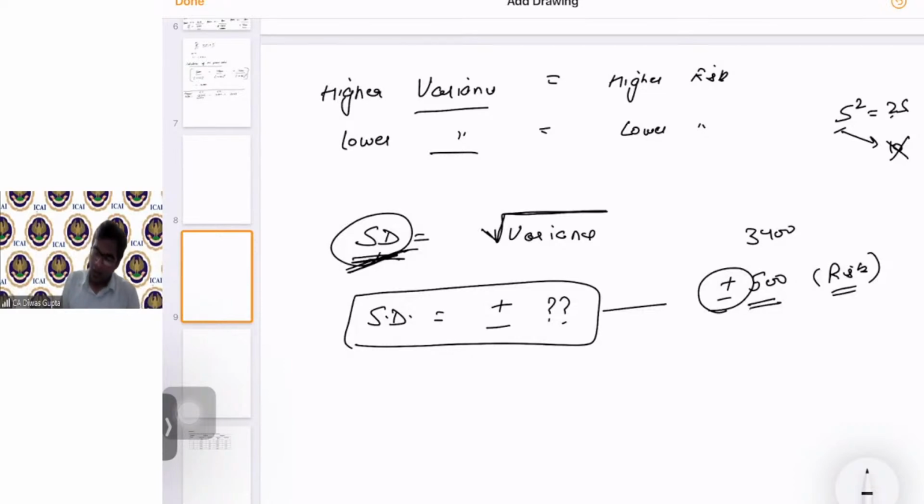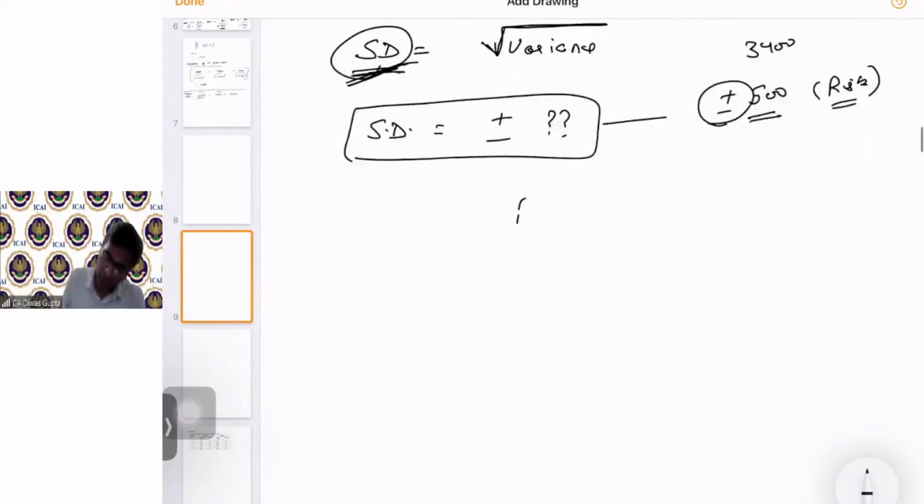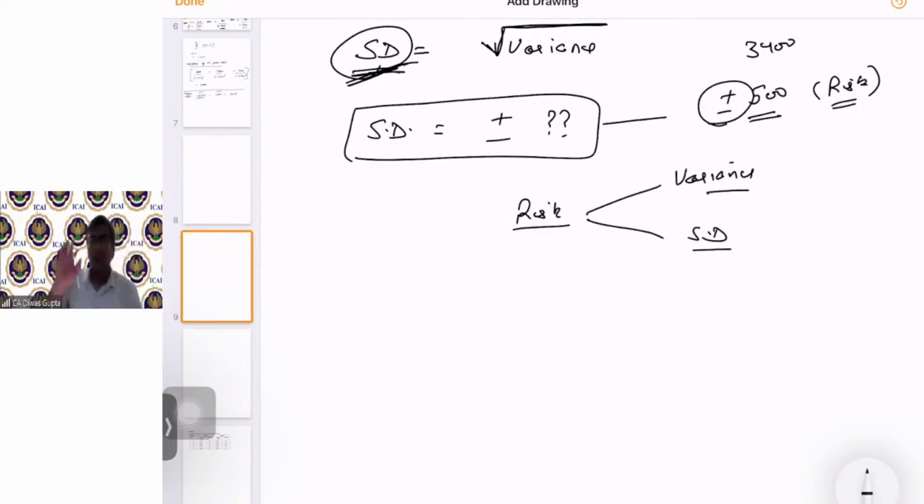However, practically both terms are used, variance and standard deviation also. Both terms are practically okay. The variance is also called as risk, standard deviation is also called as risk. But more so you will see in our curriculum, standard deviation has a higher weightage in terms of its usage in the questions and the study.